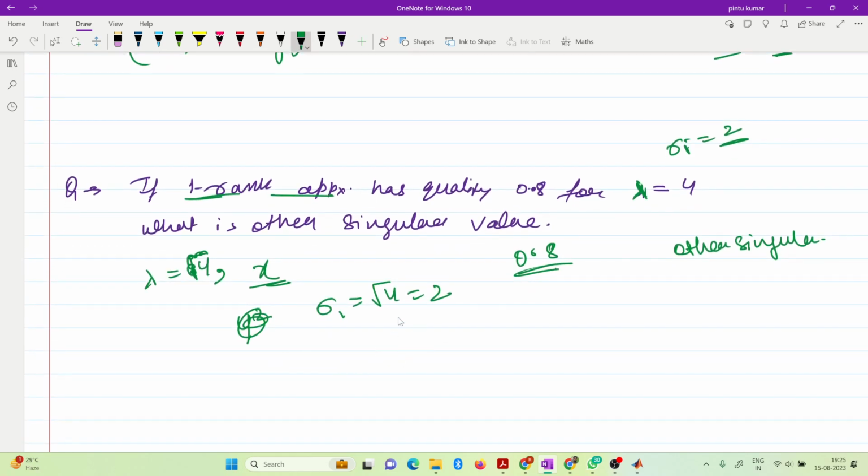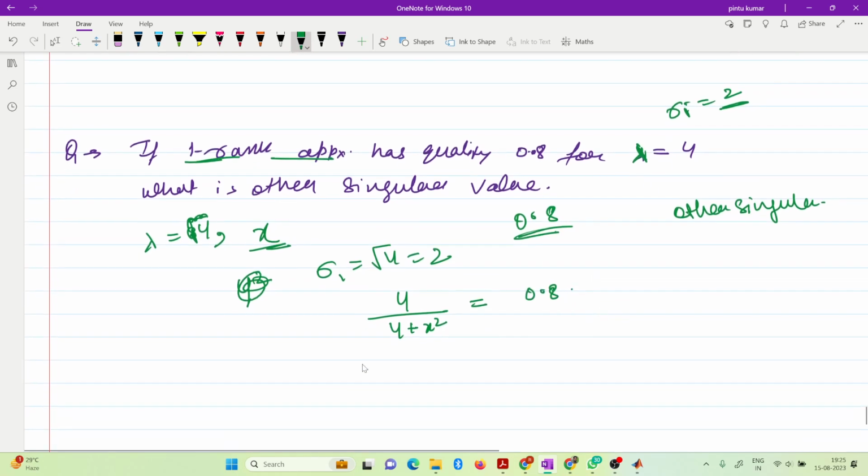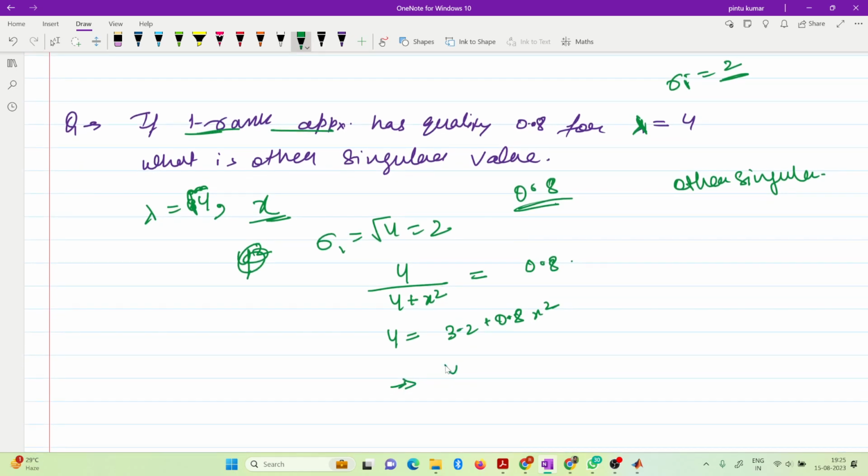So what is my quality of approximation? This is 4 divided by 4 plus x square. The value that I'm given is 0.8. So we can take that side and obtain 3.2 plus 0.8 x square. I can multiply it by 10, which gives 32 plus 8x square. Dividing, x square would be 1, and because my singular values are always positive, x would be 1.